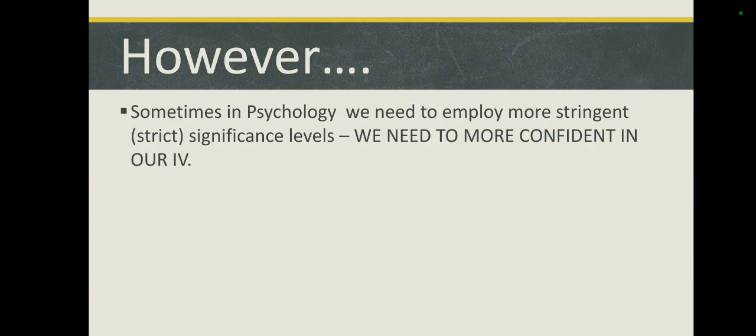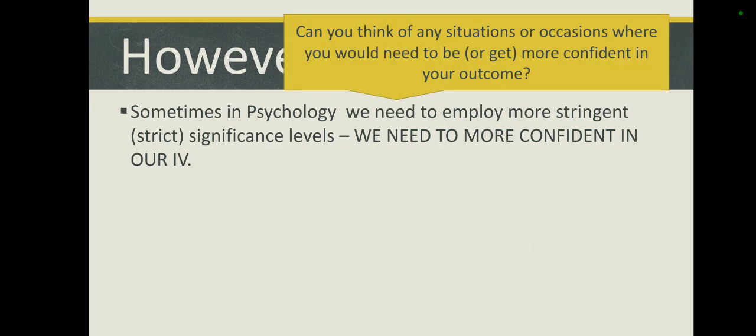So we're going to start on that section that I've just mentioned there, that sometimes in psychology we do use alternative significance levels because in certain circumstances we need to be more confident in the outcomes of our research. So in those circumstances we would need to be more stringent with ourselves. We'd need to be more strict in terms of the level of chance that we would be willing to accept.